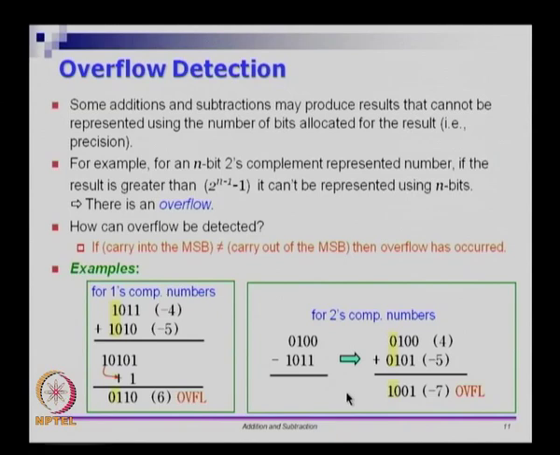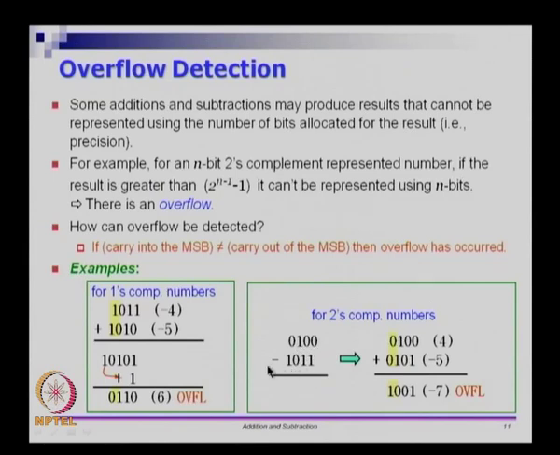In this case, let us see it for subtraction. So, 0 1 0 0 minus 1 0 1 1. 0 1 0 0 is positive 4 and 1 0 1 1 is negative 5. I want to subtract negative 5 from positive 4. So, the result is actually 9, 4 minus minus 5 is 9. We know that it cannot be represented using 4 bits. Let us see how this is detected.